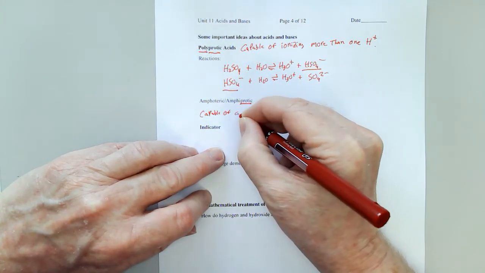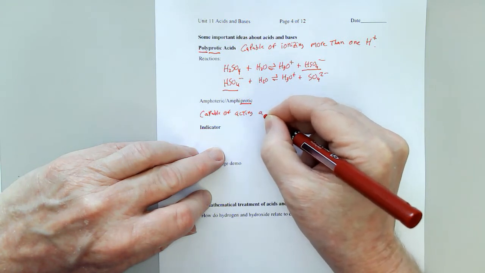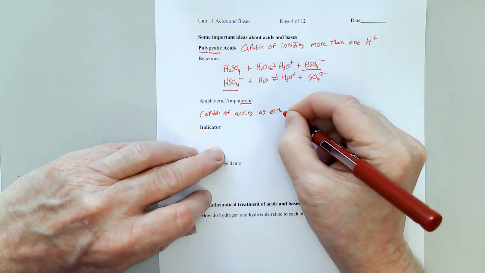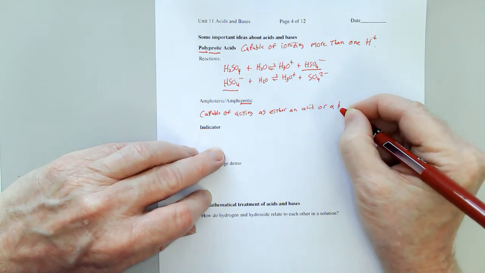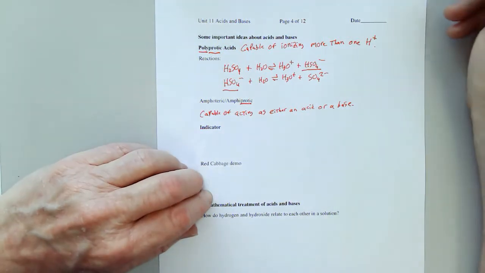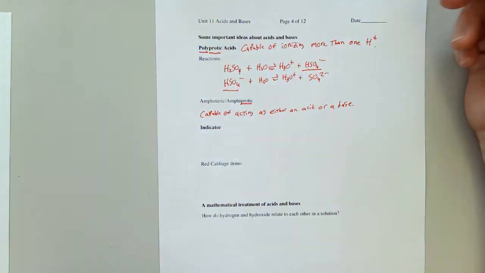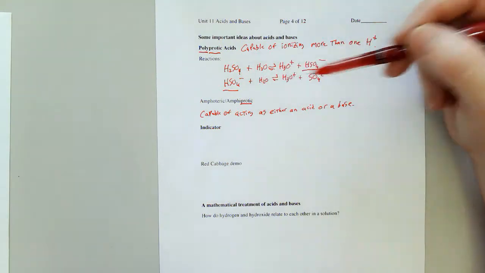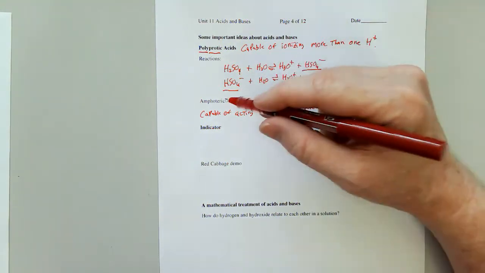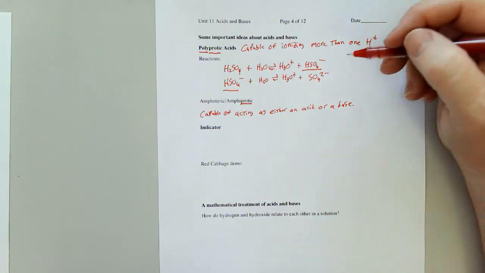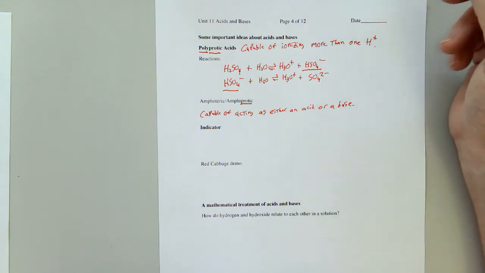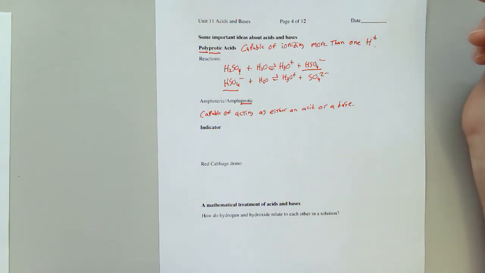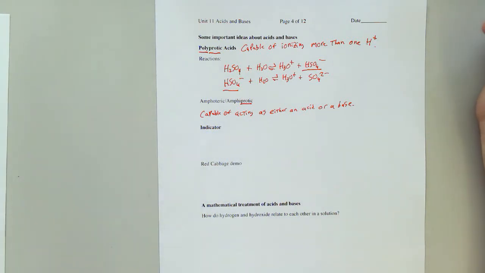of acting as either an acid or a base. It all depends upon the situation that it's in. If you have a situation that tends towards production of hydrogen ions, it would act as an acid. And if you have an excess of hydrogen ions, it would act as a base. Water is a wonderful example of an amphoteric species. Okay. The other term that I want to get into is indicator.